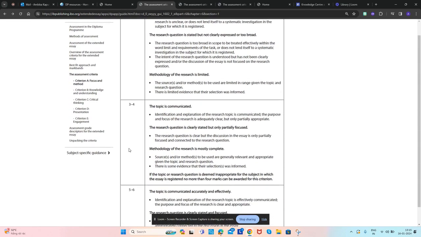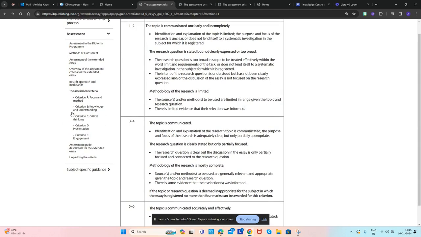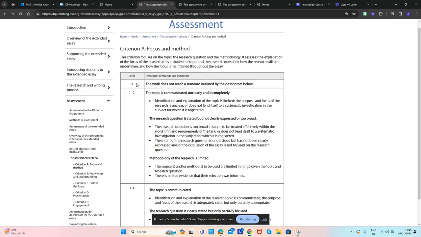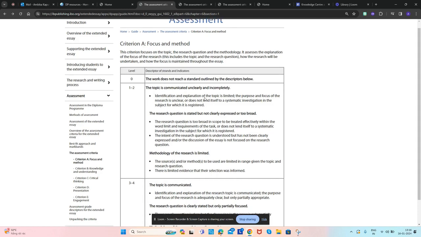And we all know that we have 5 criteria, and each criterion has different strands and different descriptors. So we have a mark band here, and these are my strands, the extended essay strands, and here are the identification or indicators of the explanation of these strands.